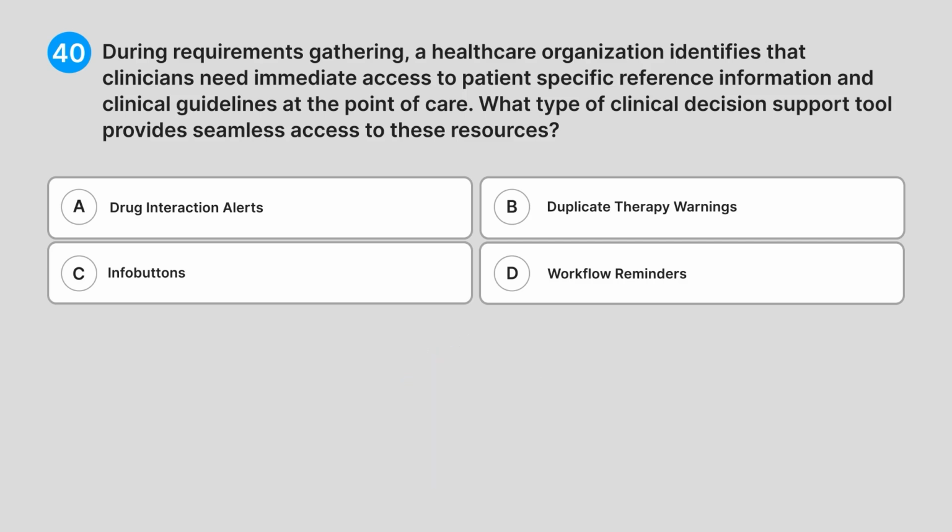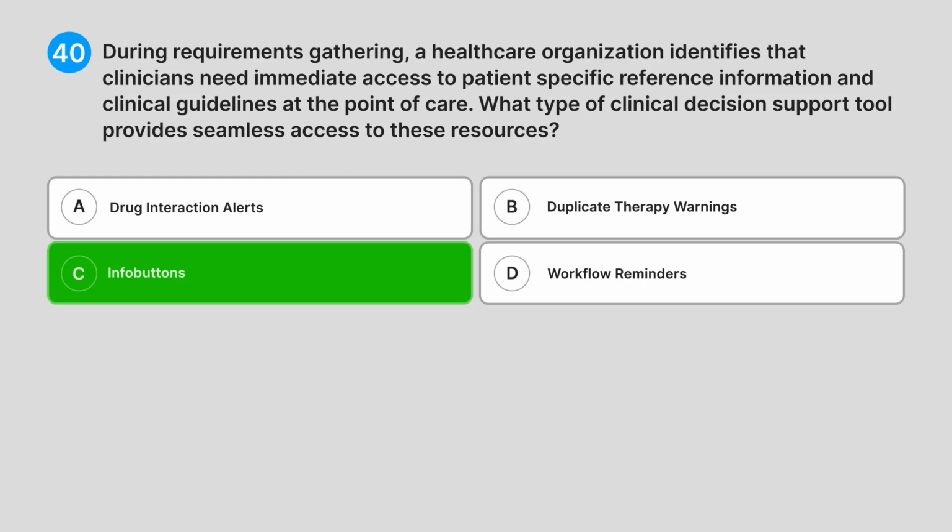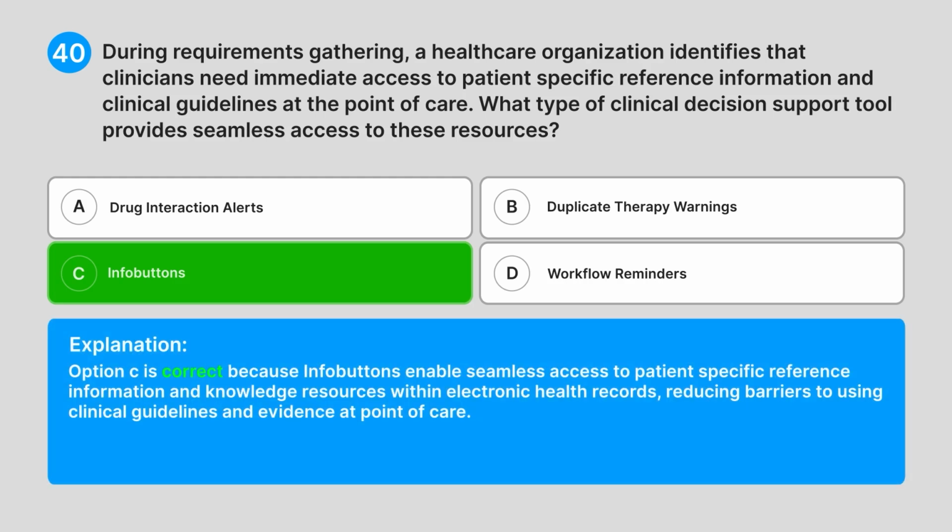Correct answer, C. Info buttons. Explanation: option C is correct because info buttons enable seamless access to patient-specific reference information and knowledge resources within electronic health records, reducing barriers to using clinical guidelines and evidence at point of care.